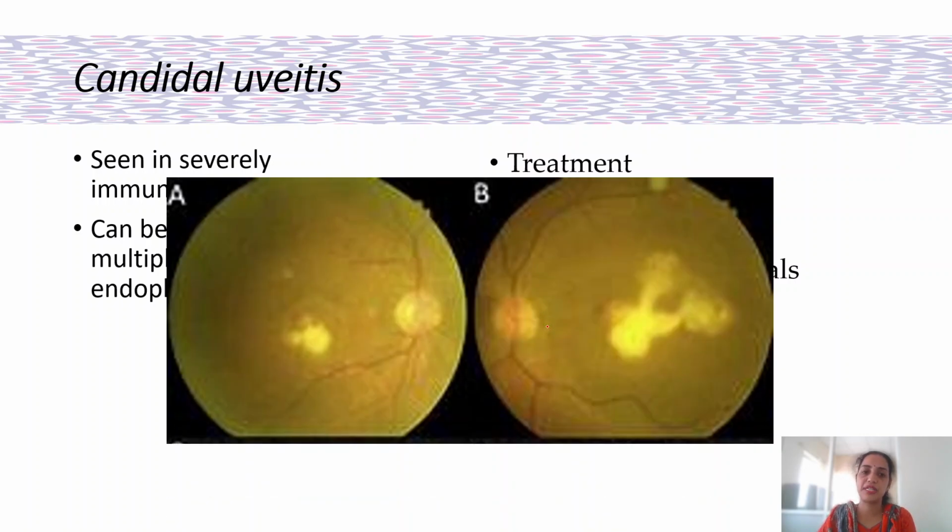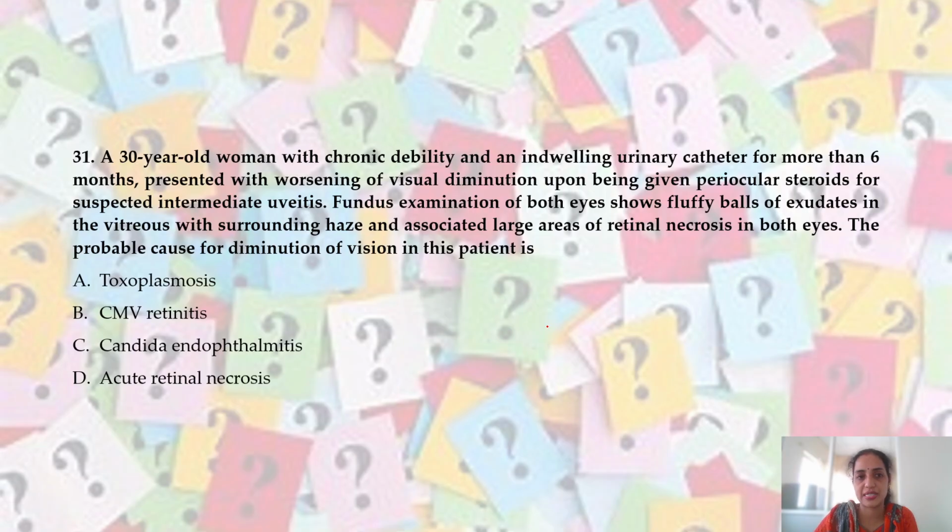So this is how it appears. This is a case of bilateral candidal endophthalmitis. The image is so blurred because there is a lot of vitreous haze. It is usually associated with a lot of vitritis, and you can see balls of exudates within the vitreous.